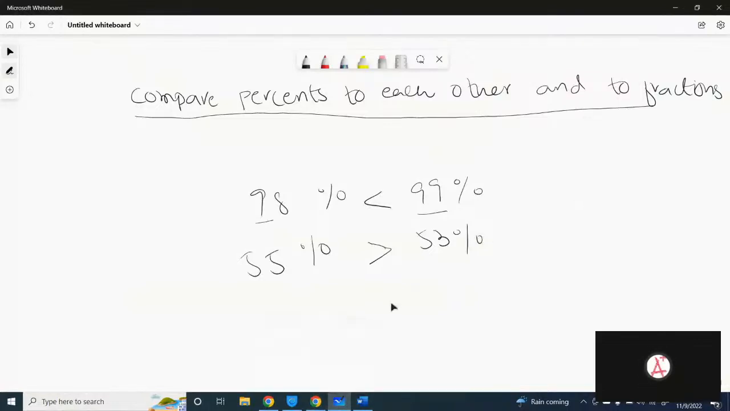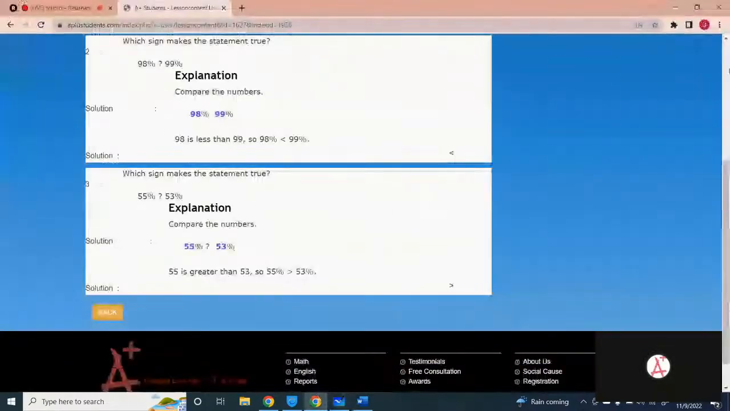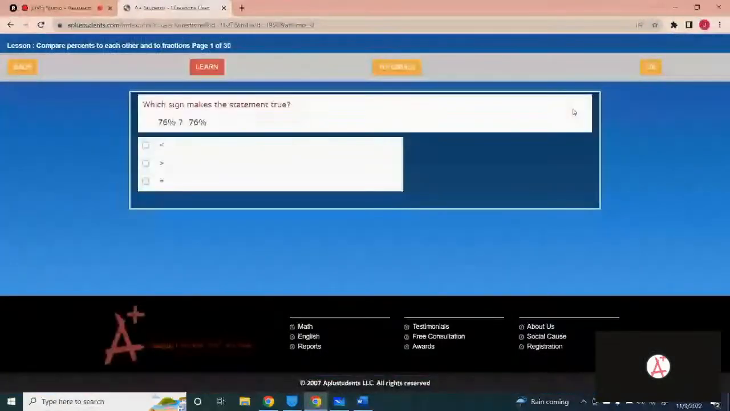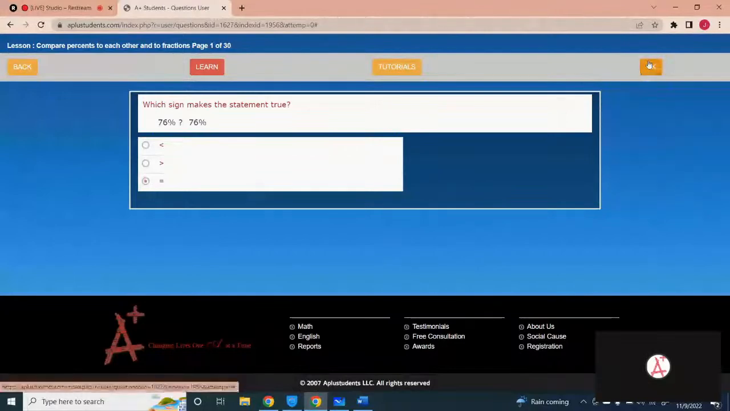Okay, let's start with the test questions. Which sign makes the statement true? 76% and 76%. Are they equal, greater, or less? They are equal. Got it? Both of them are exactly equal. Just select the correct option and then click on the OK button.